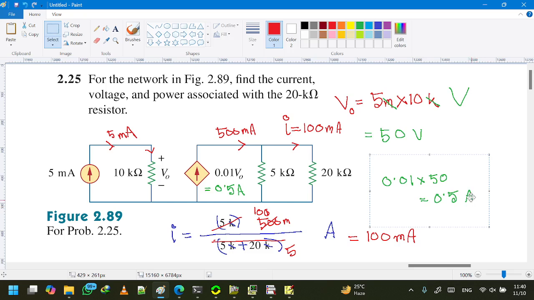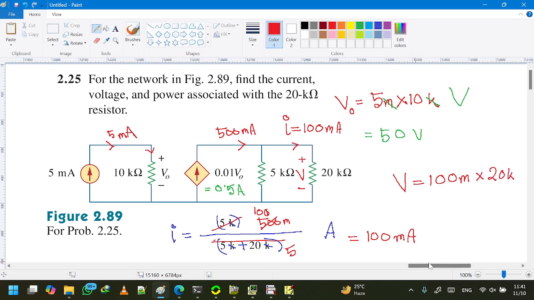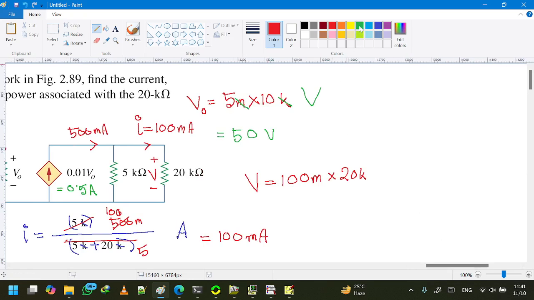Now we can calculate the voltage and power. Let us calculate the voltage across this 20 kilo ohm resistor. Let's call it V. That voltage V can be calculated using Ohm's law. I is 100 milli and R is 20 kilo, and the unit is volt. Milli and kilo can be crossed out, so we can write 20, then we have two zeros from here. So 2000 volt, which is 2 kilovolt.